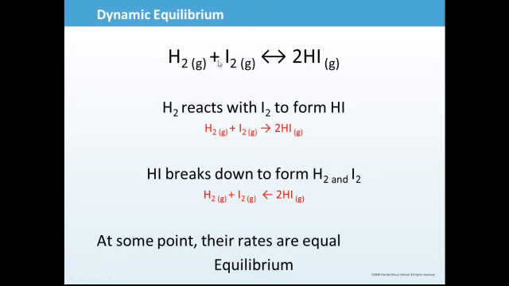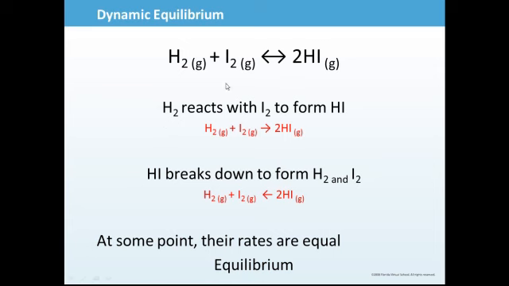In a chemical reaction, the rate of the forward reaction equals the rate of the reverse reaction. Dynamic equilibrium is basically the same thing as equilibrium. The rate of the forward reaction equals the rate of the reverse reaction. A lot of times you'll hear it referred to as dynamic equilibrium. Sometimes you'll hear it referred to just as equilibrium.